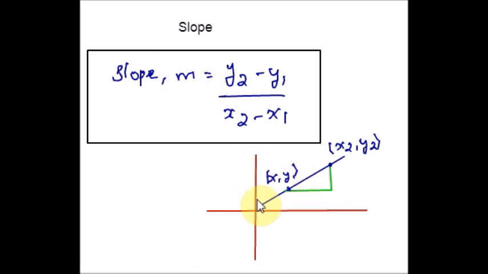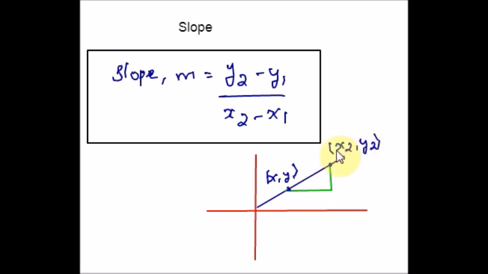So on a graph, consider these 2 points. Let these 2 points be A and B. A is x1 comma y1 and B is x2 comma y2. This is nothing but change in x1 to x2, horizontal, and vertical is change in y.